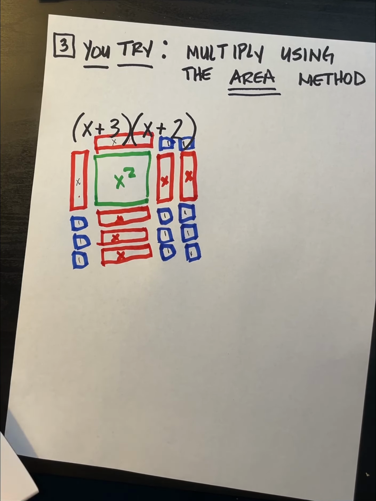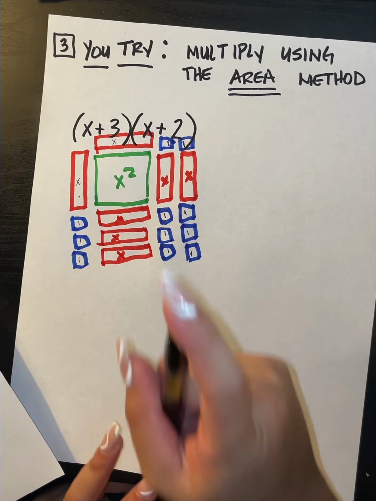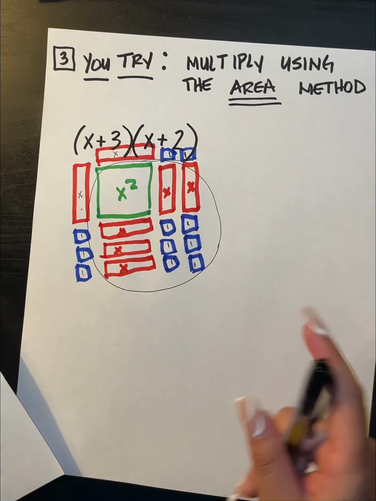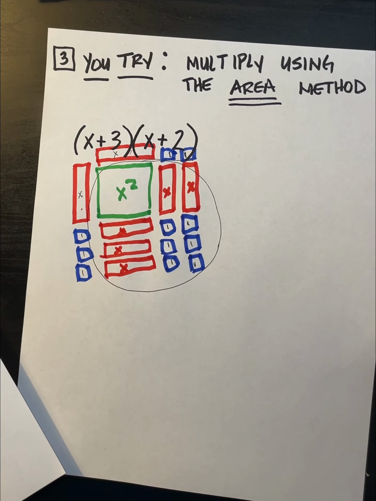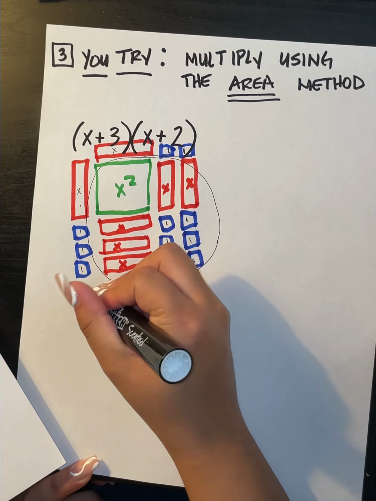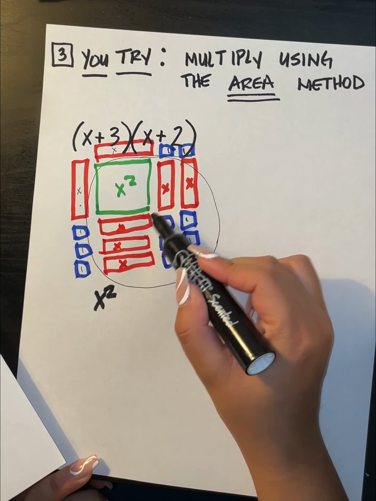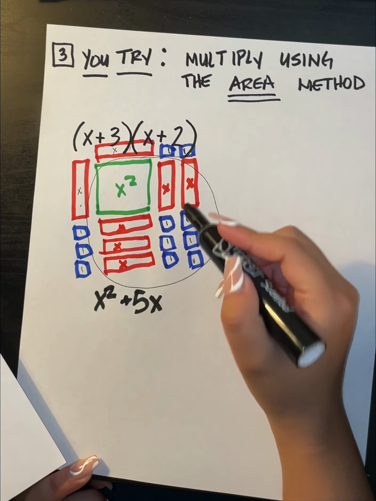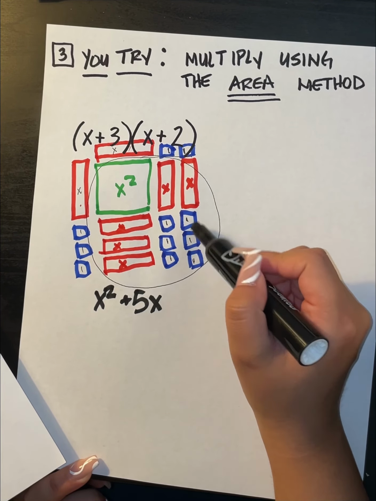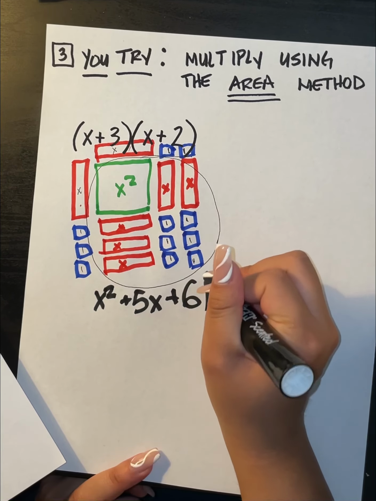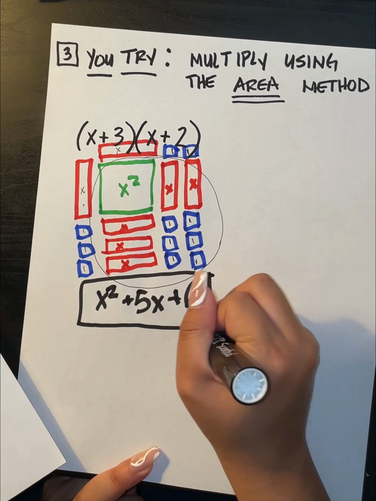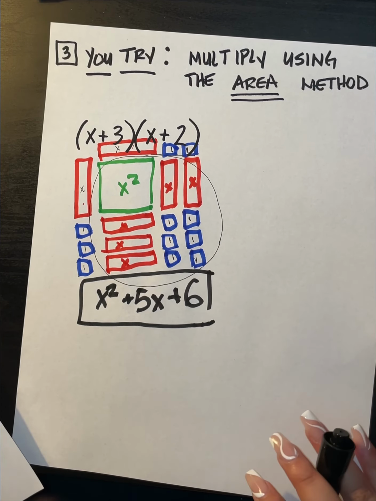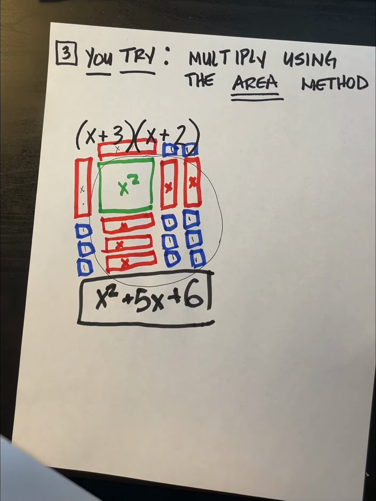Okay, so we drew them, and now we just add inside the circle. So we're going to add what's inside this circle. So there's only 1 x squared. And there's 1, 2, 3, 4, 5 x's, so that's plus 5x. And then there's 1, 2, 3, 4, 5, 6, and that's plus 6. And that is our answer. So if you got x squared plus 5x plus 6, then you are correct. So we finished our 3 questions. So now we're going to move on to the extension.